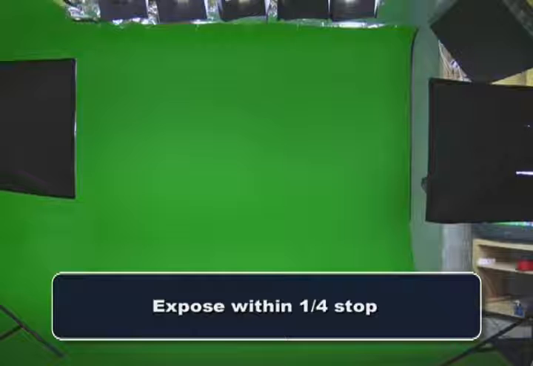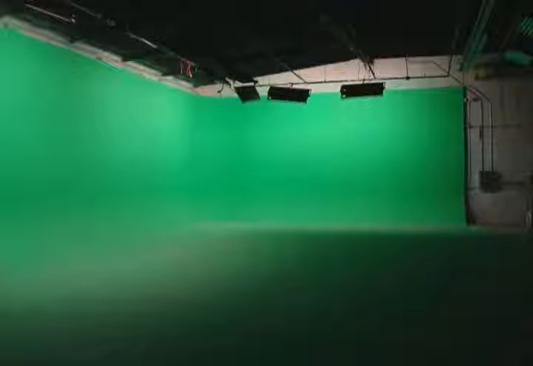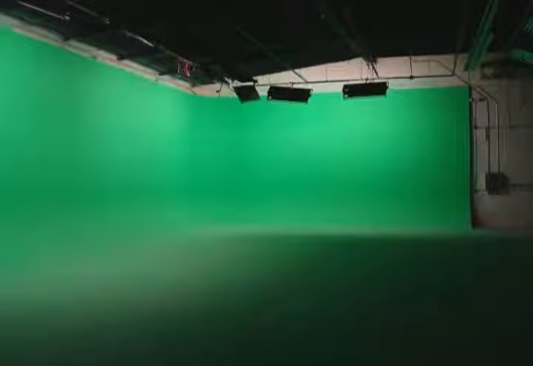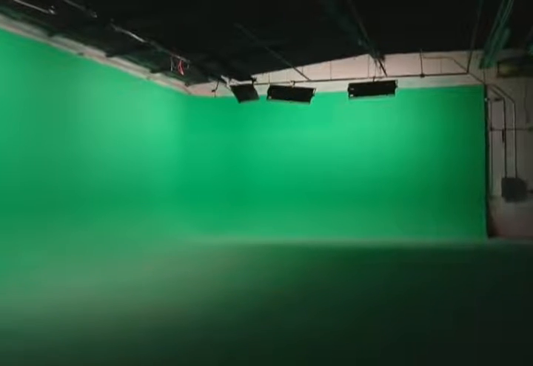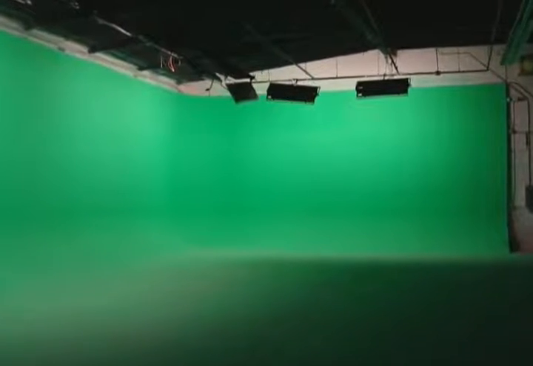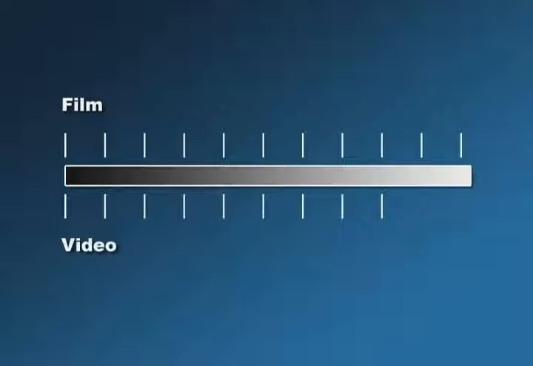The rule of thumb is that green screen should be exposed within a quarter of a stop, which is not that hard on a small green screen, but nearly impossible on a big one. For those of you who don't know stops, a stop is a unit of exposure, and film can record maybe 10 levels. So this range is divided into 10 sections. And for video, it's only about 7 or 8.